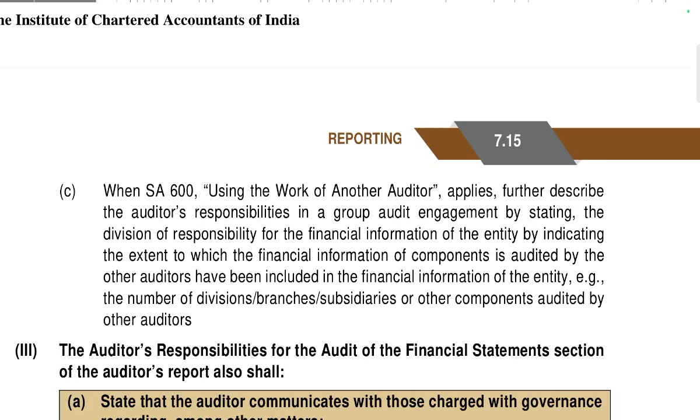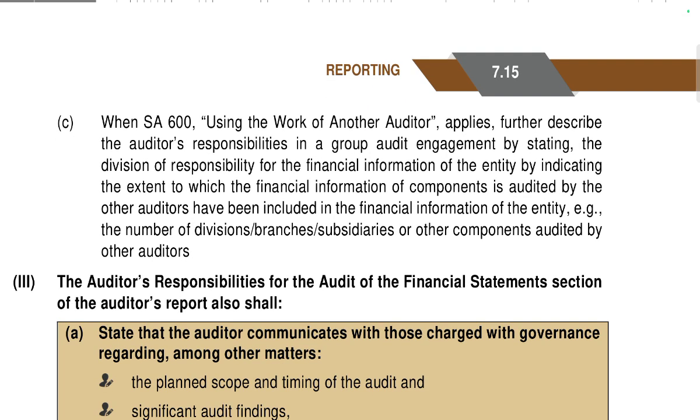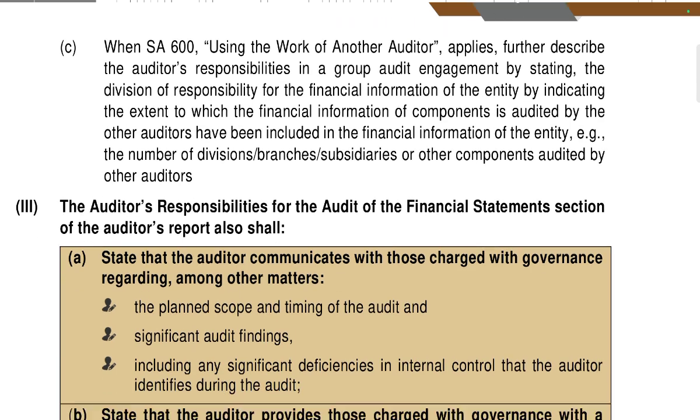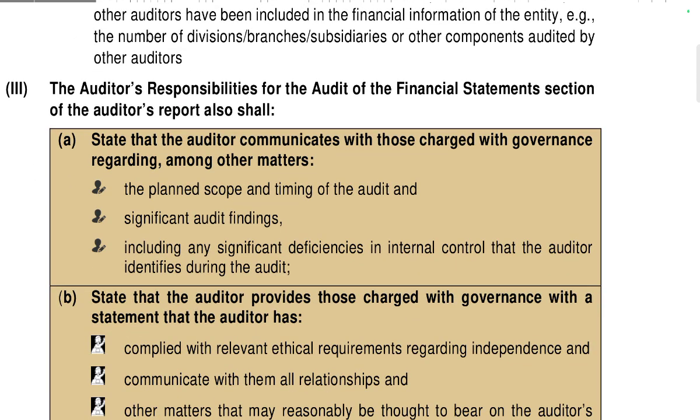SA 600, Using the Work of Another Auditor, applies when describing the auditor's responsibility in a group audit engagement, by stating the division of responsibility for the financial information of the entity. This is done by indicating the extent to which the financial information of the company is audited by the other auditor, that is, the number of divisions, branches, subsidiaries, and other components audited by the other auditor, under the Auditor's Responsibilities for the Audit of the Financial Statements section of the auditor's report.